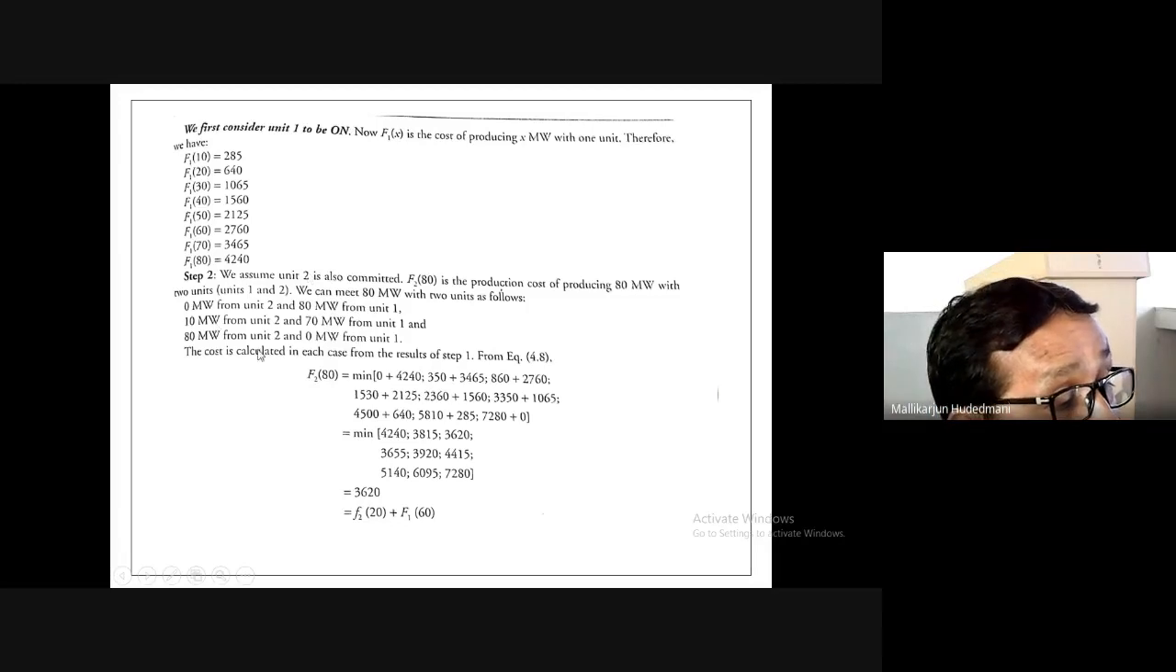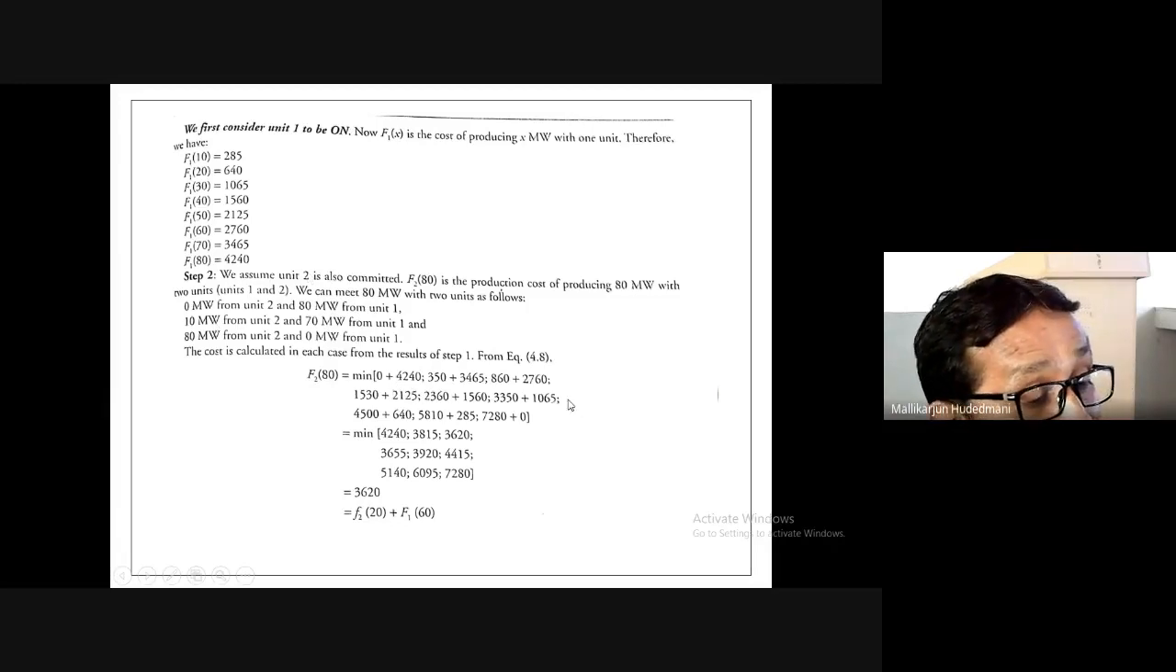So if I write these combinations in the form of a set, how does it look? The production cost of 80 megawatt from two units in the generating station, F2 80, the production cost for 80 megawatts from two generators is equal to the minimum possible quantity of the combination. What is that first combination?